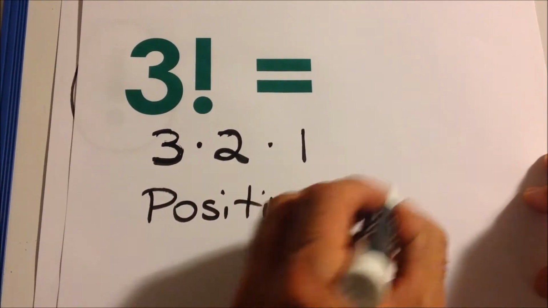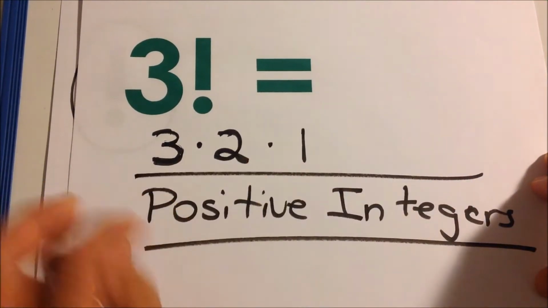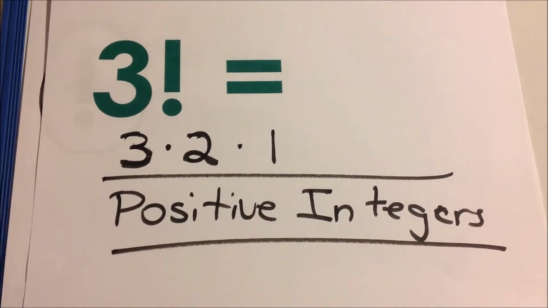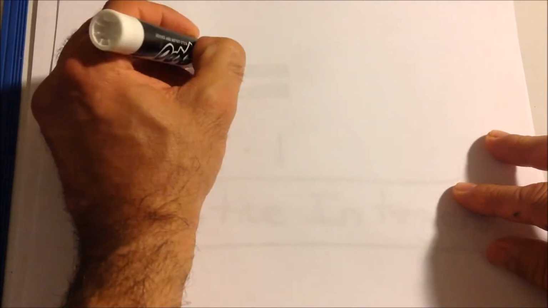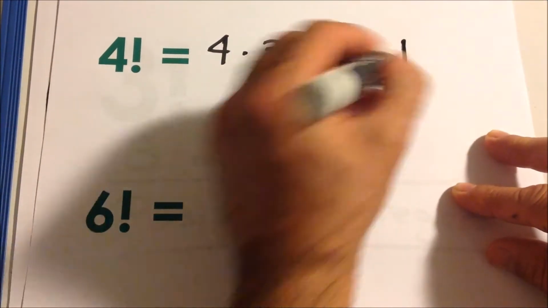Integers only. And they're positive. So we're not going to do negatives with factorials. Positive integers. Okay, so let's look at 2 others here. We have 4 factorial and 6 factorial. So how would we write this out? So with 4 factorial, 4 times 3 times 2 times 1.